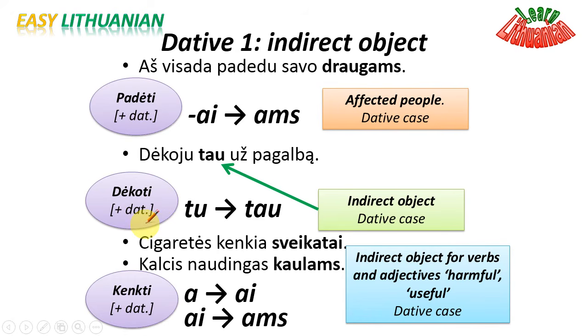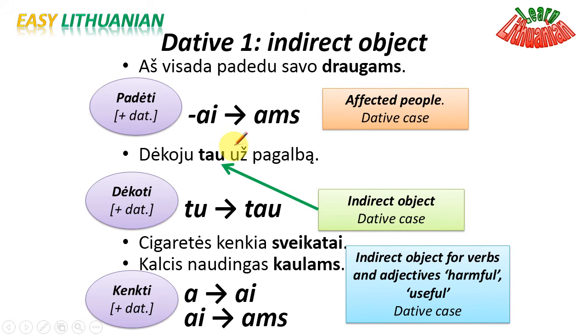Well, the most basic verbs, the simple verbs, usually use accusative case. But some verbs use genitive, some dative, and some instrumental. So keep in mind what cases should be used. So I think for you, tu turns to tau, and this is the indirect object.